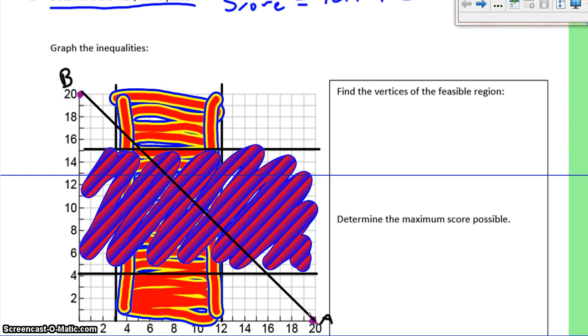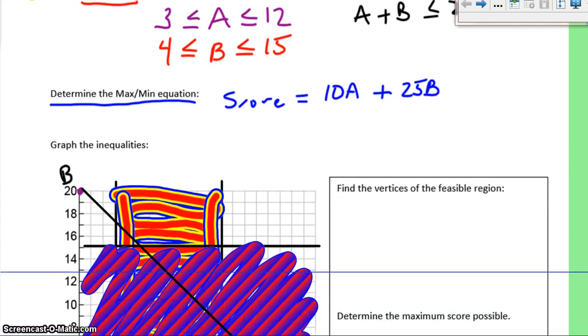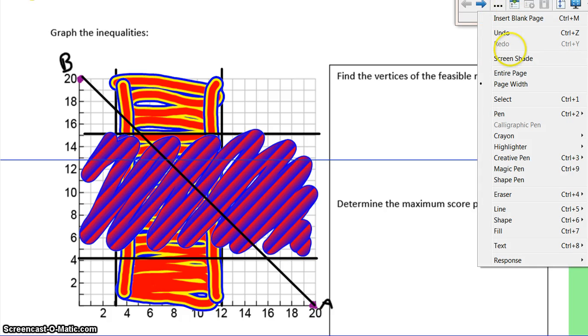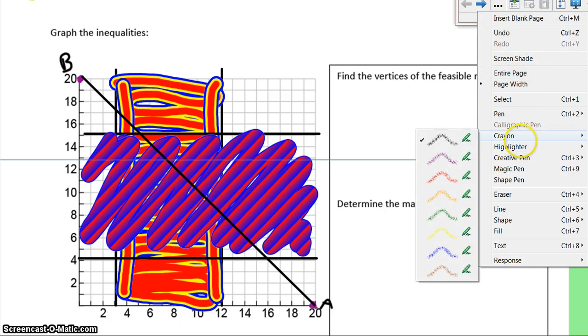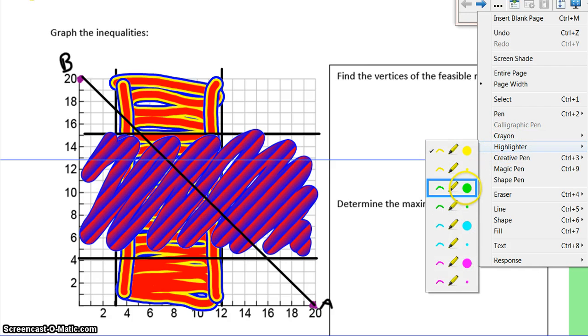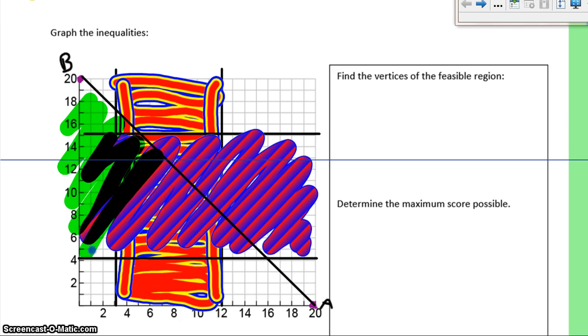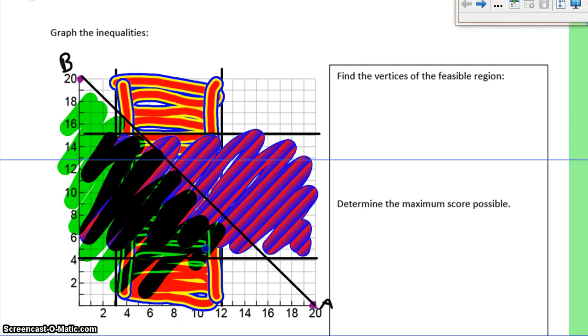And I want to shade everything that has A plus B less than or equal to 20. And that includes 0, 0. 0 plus 0 is less than or equal to 20. That makes it true. Alright, I'll go highlighter here. That might be a better choice from now on. So everything this way. I lost some of the line there, but I'll clean that up.